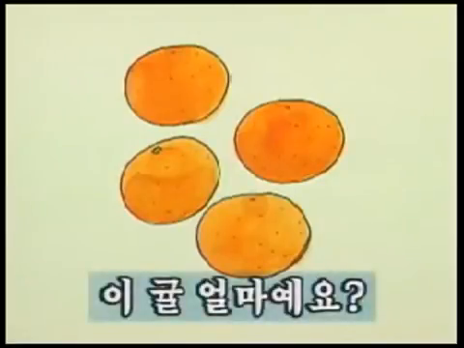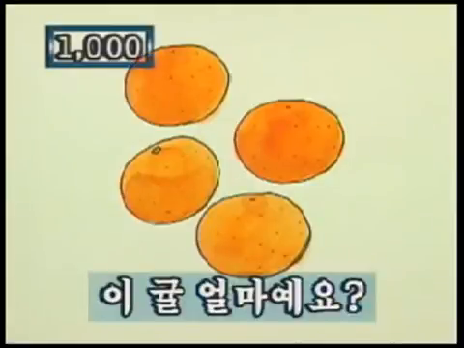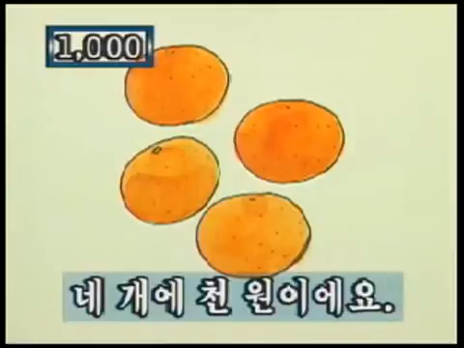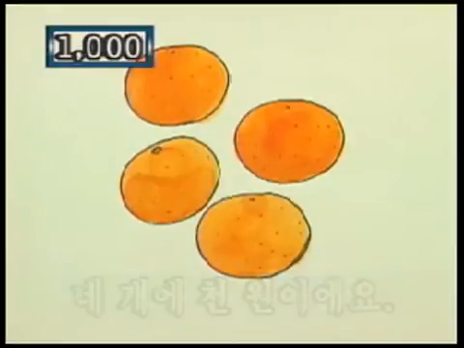How much are the tangerines? 이 귤 얼마예요? They cost 1,000 won for four. 네 개에 1,000원이에요. So when you want to ask for the price of a certain number of things, just state the number of the thing followed by the word 에 and the amount that it costs.